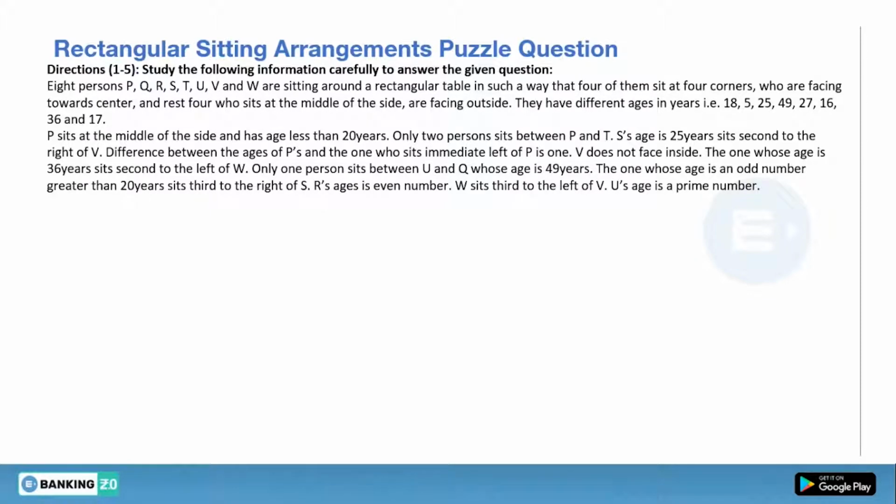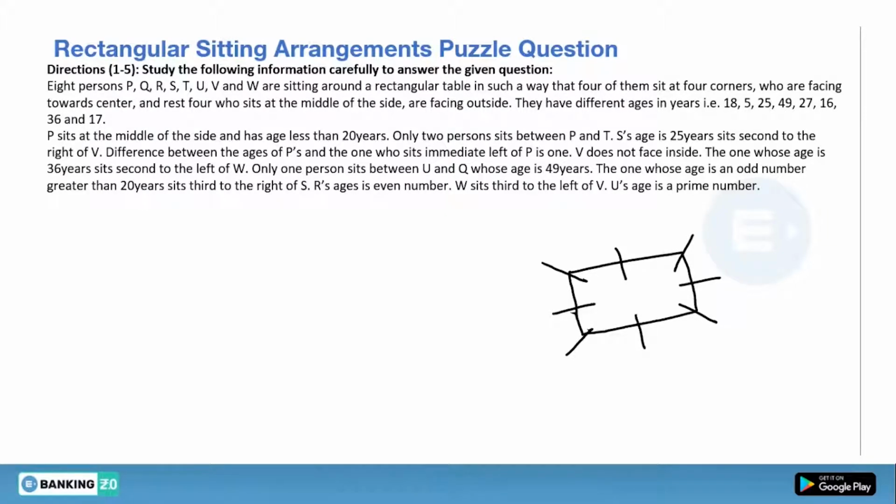So first, when you get these types of questions in your examinations, you have to make a rectangular table like this. This side is the corner. It is mentioned that persons are sitting at the corners, so we have to plot seats on the corners also. And this side is the middle side. It is also mentioned that 4 persons are sitting in the middle and 4 persons are sitting at the corners, so we have to plot the seats accordingly.